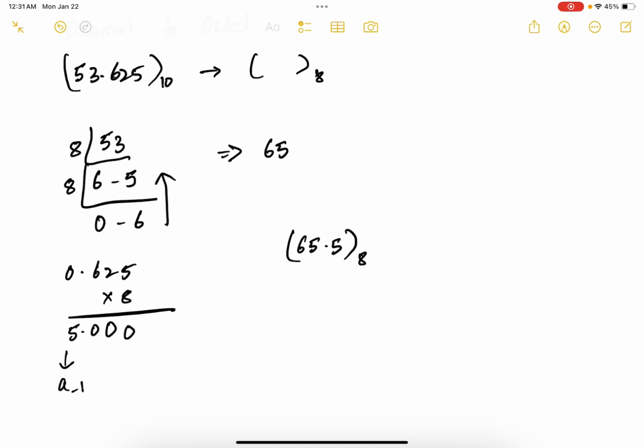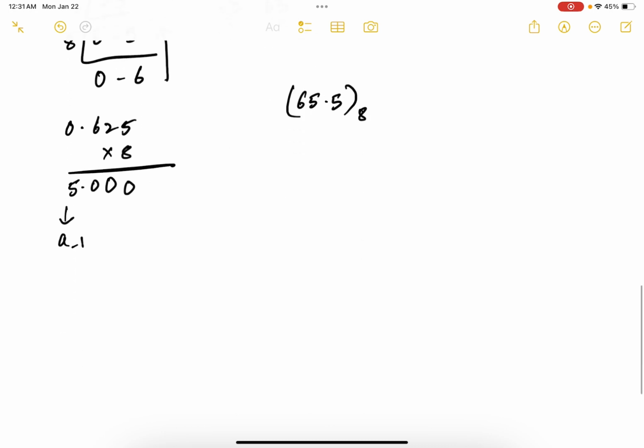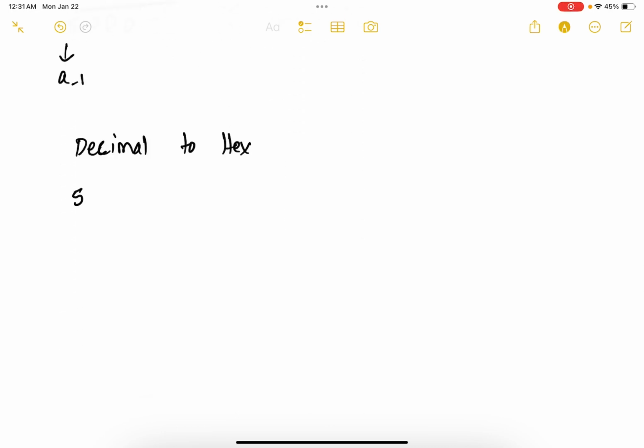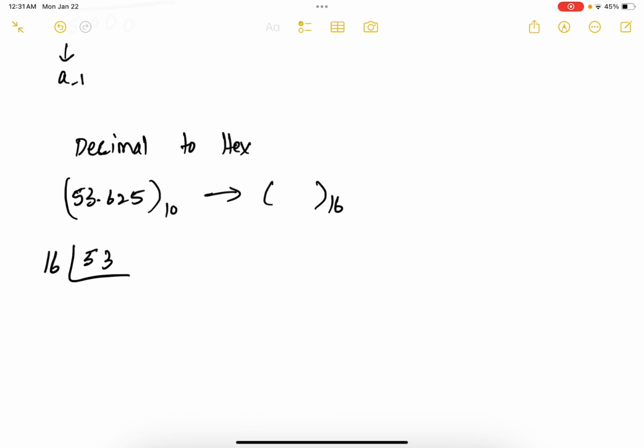Now let's go for the decimal to hex conversion. So given 53.625 base 10, we convert it into base 16. The process is the same. So take the non-fractional part divided by 16. 16 3s are 48, left with the remainder 5. 16 0s are 3. So that's 35.